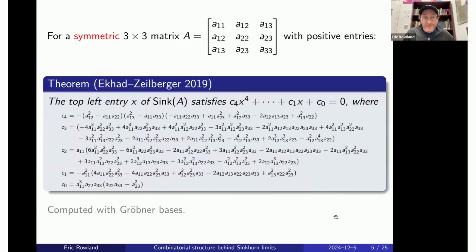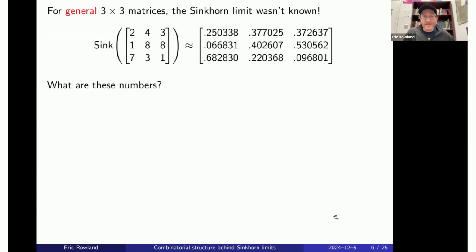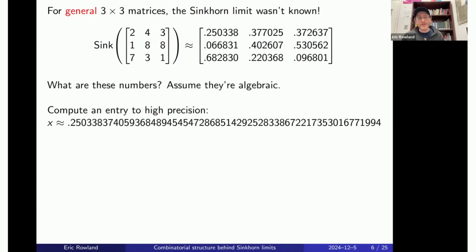But for a general 3x3 matrix, the answer was not known. So for a non-symmetric 3x3 matrix, you can do this row and column scaling and compute the Sinkhorn limit approximately, but we didn't know what these numbers were. A pretty good guess is that they are algebraic, since we've been seeing algebraic numbers come up in other contexts so far. So we might assume that they're algebraic. How can we guess, for example, what this top left entry is?